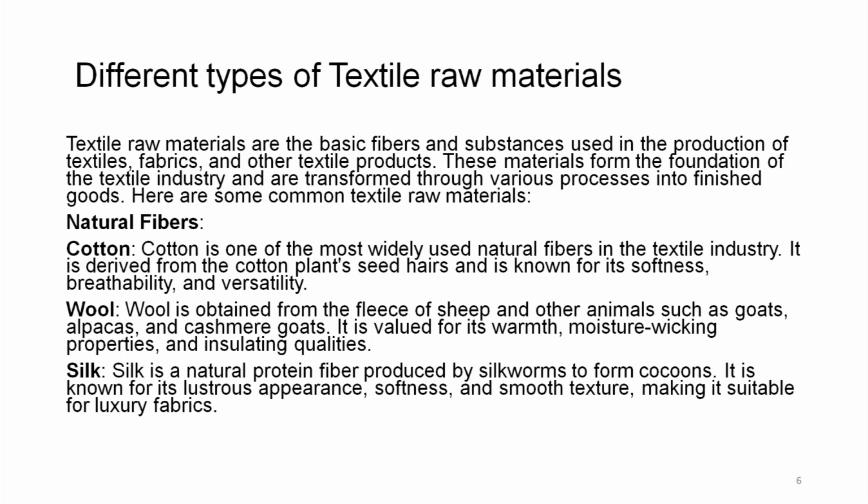Wool. Wool is obtained from the fleece of sheep and other animals such as goats, alpacas and cashmere goats. It is valued for its warmth, moisture wicking properties and insulating qualities. Silk is a natural protein fiber produced by silkworms to form cocoons. It is known for its lustrous appearance, softness and smooth texture, making it suitable for luxury fabrics.